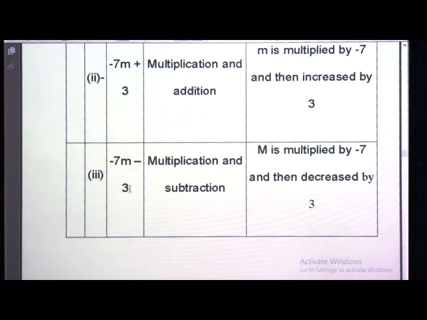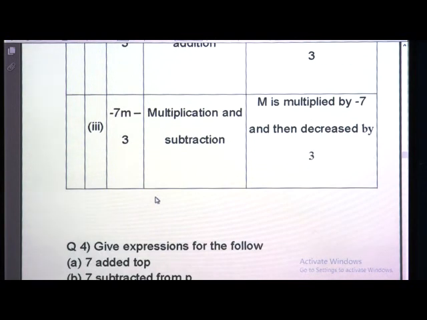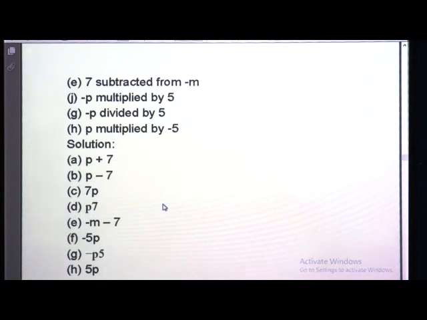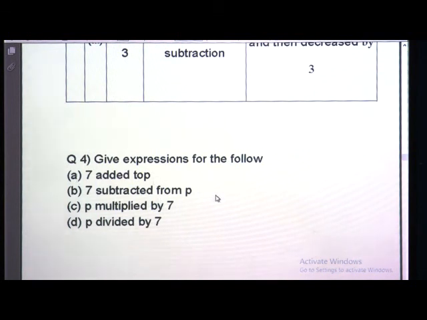Minus 7m minus 3. So, minus 7m, it means multiplication and then we have the subtraction. So, m is multiplied by minus 7 and then 3 is subtracted from the product. Okay. Now next question, give expressions for the following. Now few expressions are given, we need to write the expression.